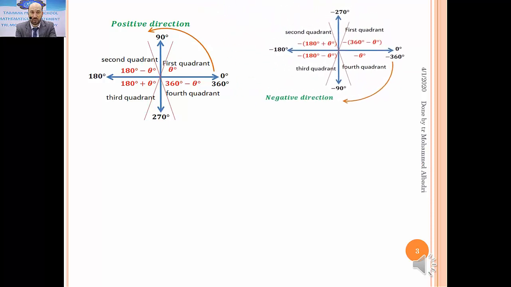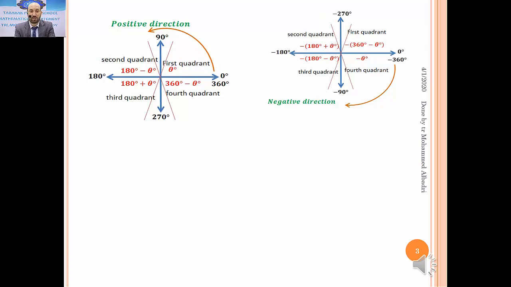And these four relations help us find the reference angle in the positive direction, and in the negative direction, which is clockwise, like what we have here. And for the four relations in the negative direction: in the first quadrant, it will be negative the difference between 360 and the angle; in the second, negative the sum of 180 plus the angle; in the third, negative the difference between 180 and the angle; and in the fourth quadrant, negative the acute angle. These are used to find the reference angles in the negative directions.